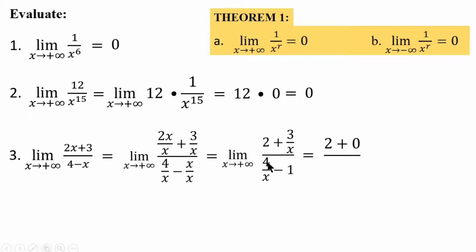Then, the limit of 4 over x is also 0 using this theorem, minus the limit of 1, which is 1, the limit of a constant. Thus, 2 plus 0 is 2, while 0 minus 1 is negative 1, and 2 divided by negative 1 is equal to negative 2, and this is the limit of this function.